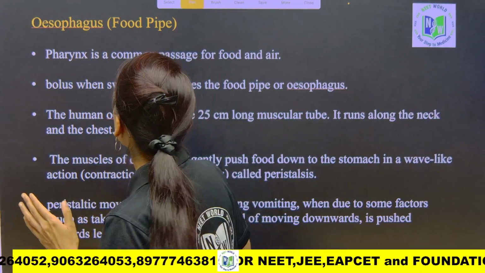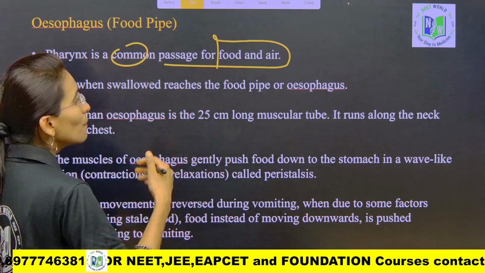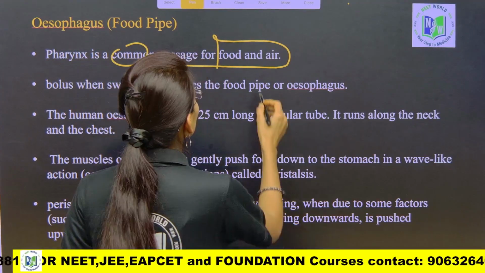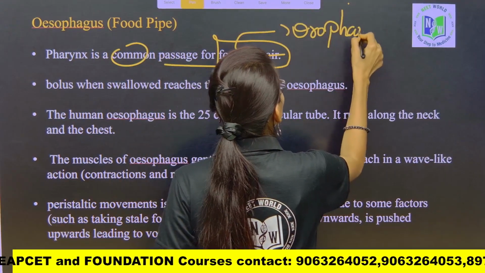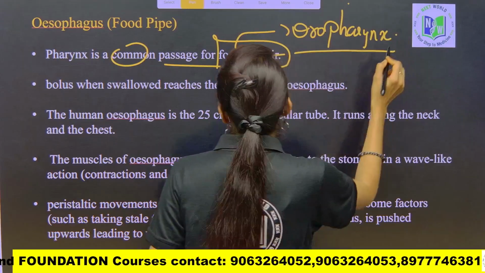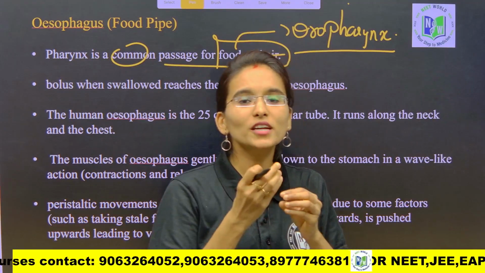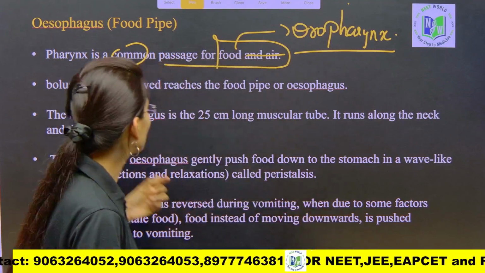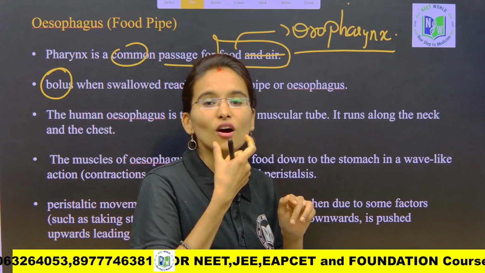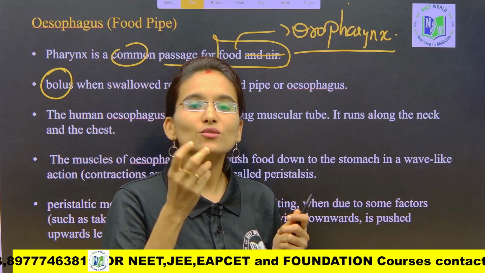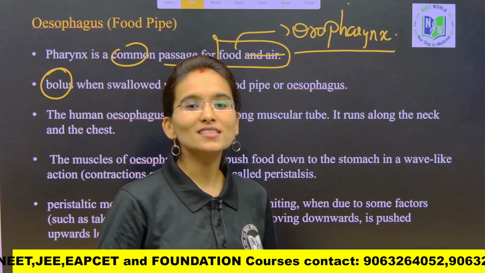Slowly understand. The pharynx is the common passage for food and air, but as it is a digestive process only, it is called the oropharynx. Clear? Now see here. The masticated food forms into a round ball-like structure called the bolus. The bolus, when swallowed, reaches the food pipe. So after mastication the food forms into the bolus. Where is the bolus going to reach, my dear students?